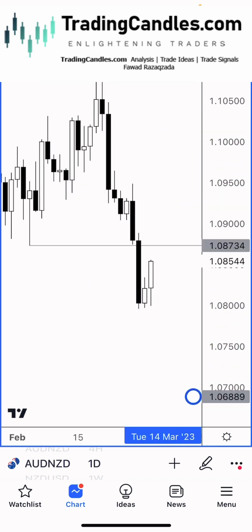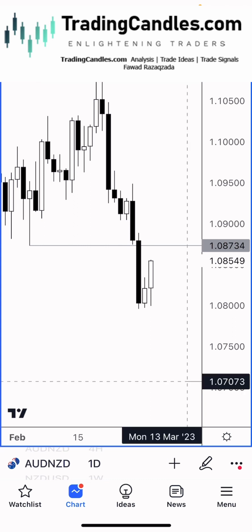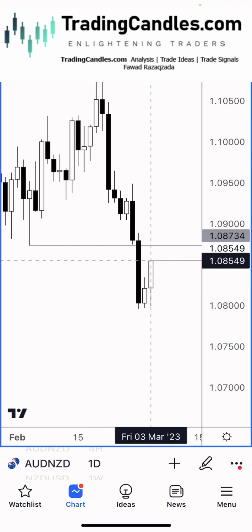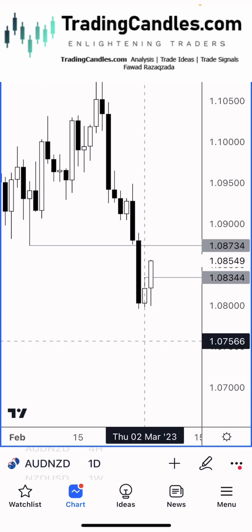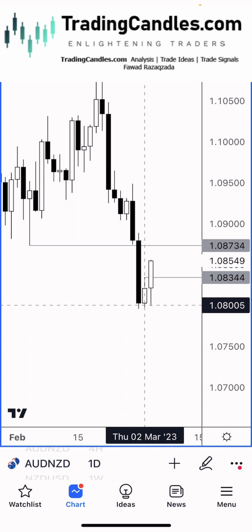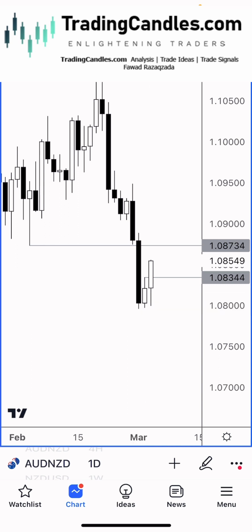So zooming into the chart a little bit, you can see that price created an inside bar candle on Thursday, 2nd of March, and at the time of recording, the currency pair has clearly broken above the inside bar high to take out liquidity that would have been resting above it. Liquidity from people who had already been short this currency pair.